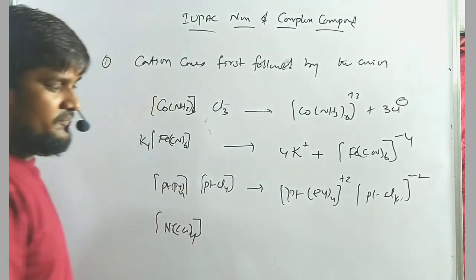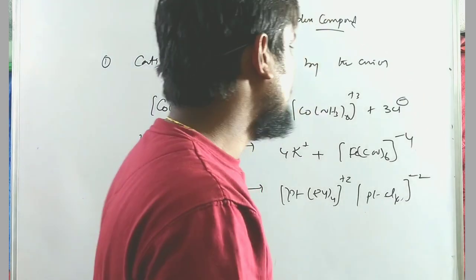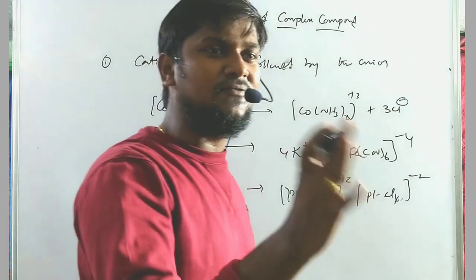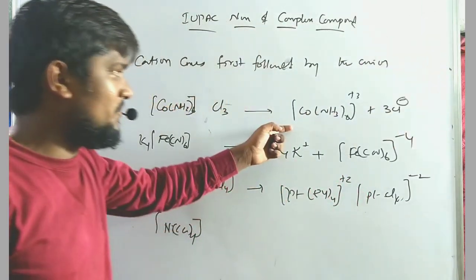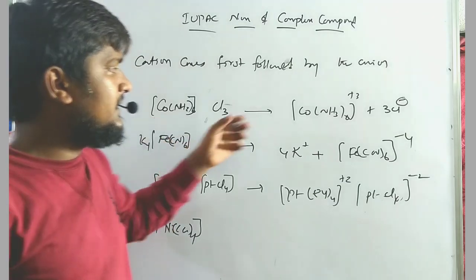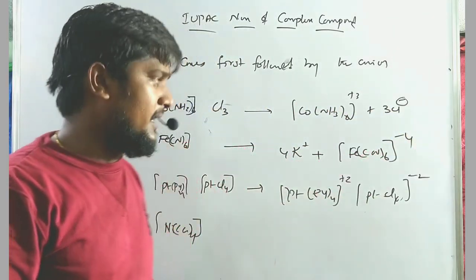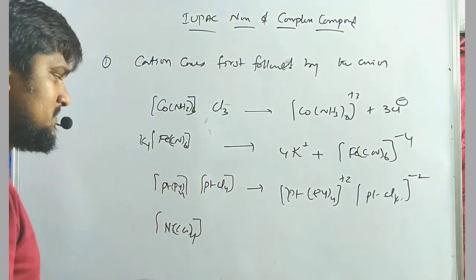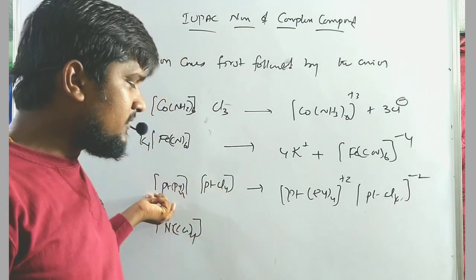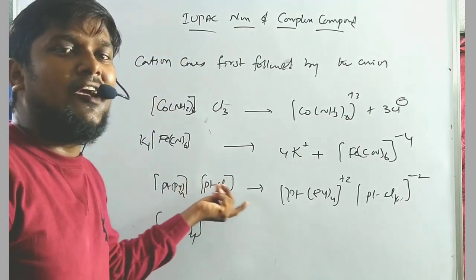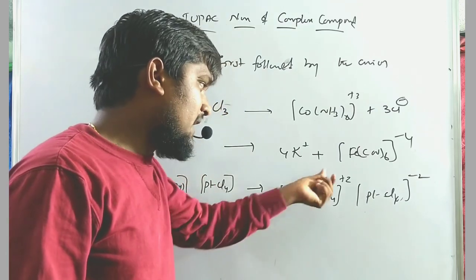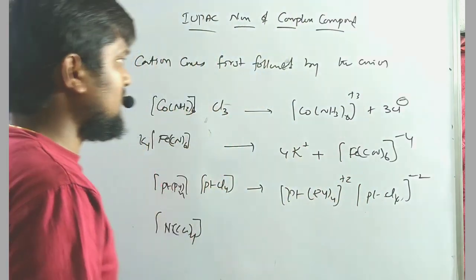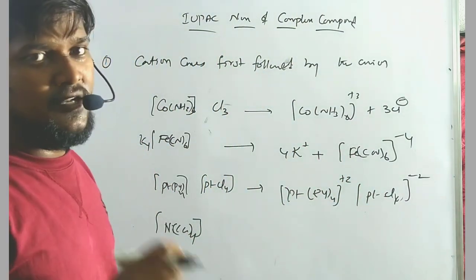For a neutral compound, the nomenclature is as usual. But in these three cases, according to the first rule, the cation comes first followed by the anion. In one case, the coordination sphere comes first followed by the simple ion; in another, the simple ion comes first followed by the complex ion or coordination sphere. In these two cases, both cation and anion are complexes, so the cationic complex is written first, followed by the anionic complex. So this is the first rule about coordination IUPAC rules.